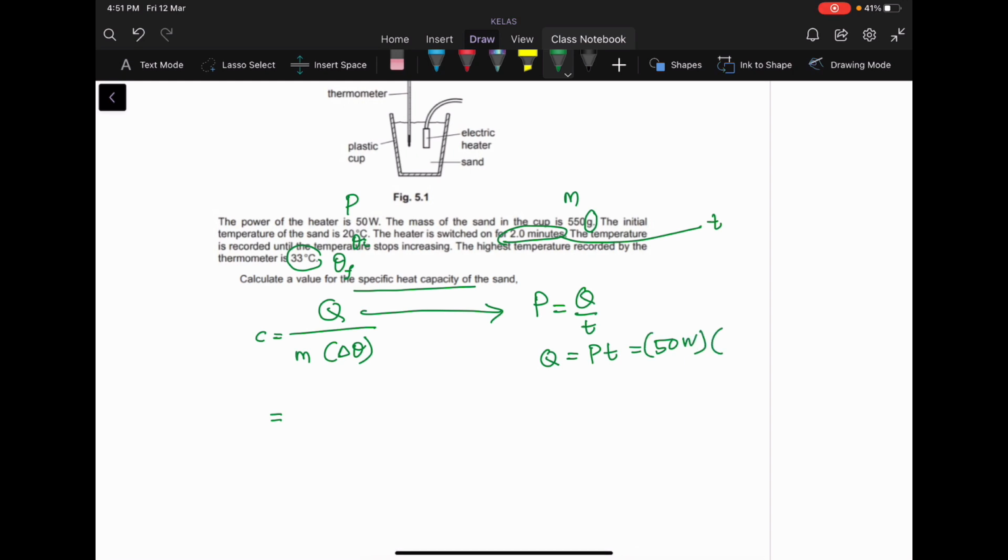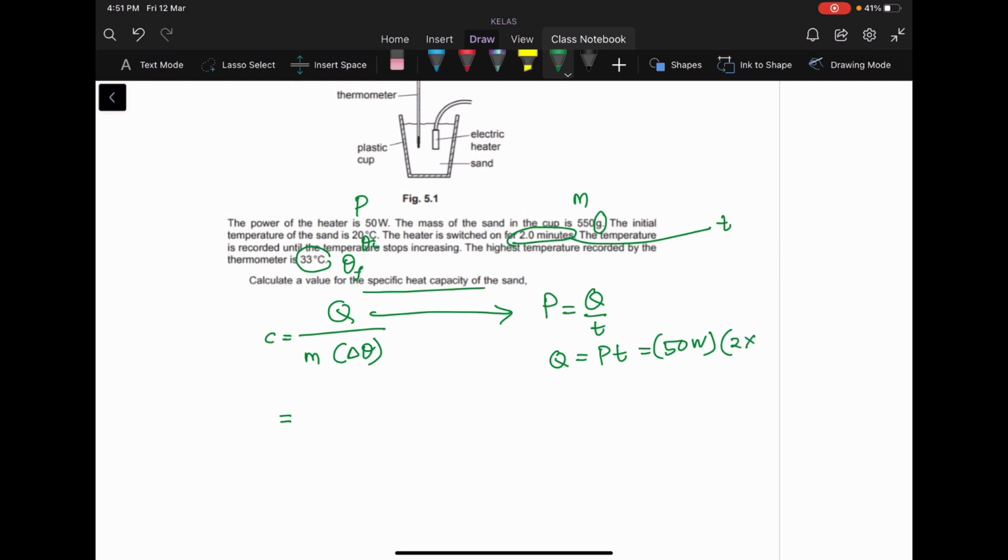But change minutes into seconds, so that your energy is in the unit of joule. So what's the answer? 50 times 2 times 60, that is 6,000. What's the unit? Joule. A watt second is also okay: 1 watt second equals 1 joule. Now we substitute that value, 6,000 joule.